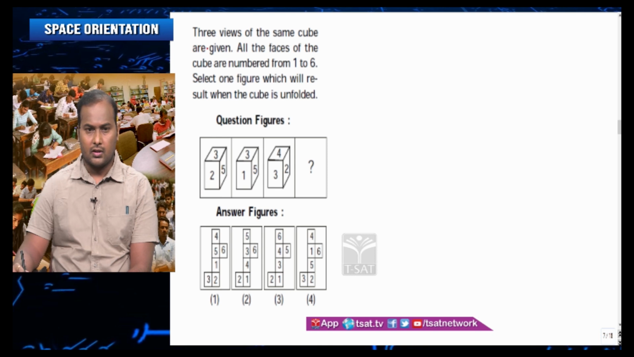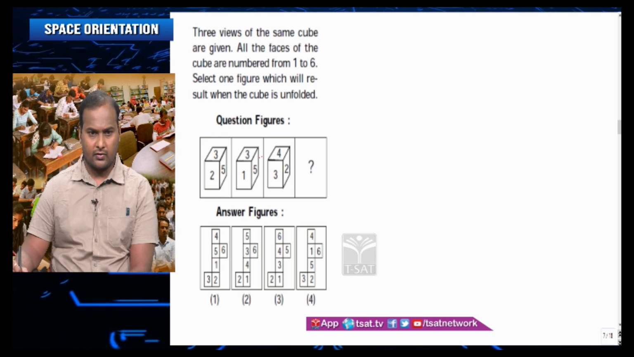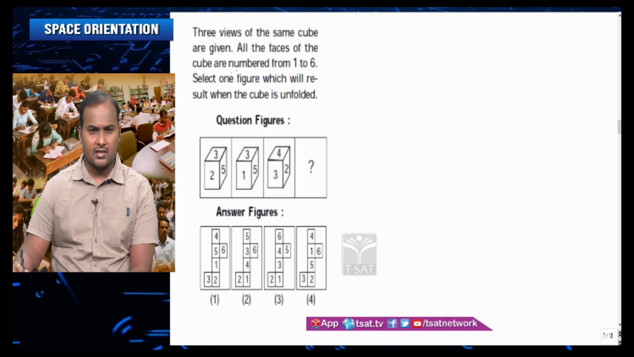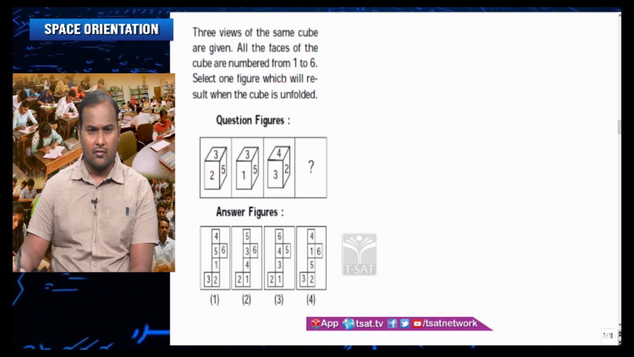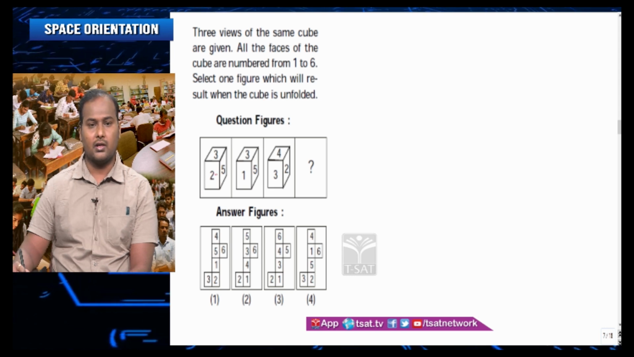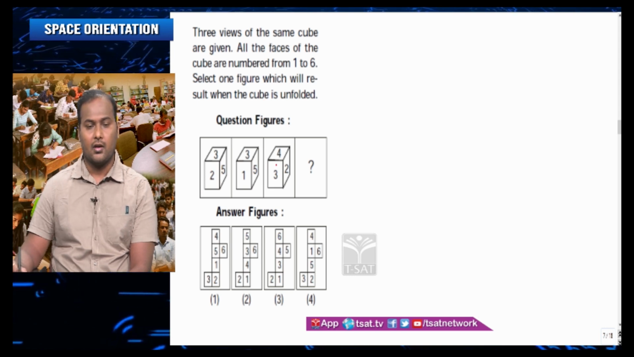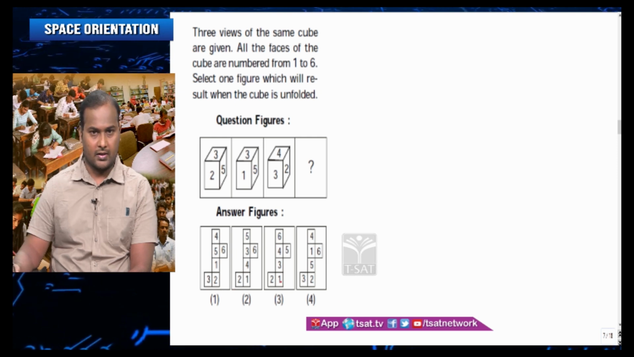In this question, 3 views of the same cube are given. So you can see 3 views of the same cube. All the faces of the cube are numbered from 1 to 6. Select the one figure which will result when the cube is unfolded. Now what he is doing is, he has given the folded form. If I open it, which of the following options is correct, he is asking.